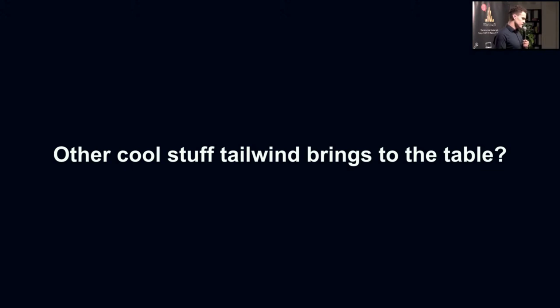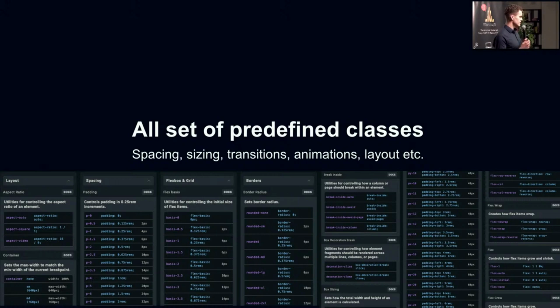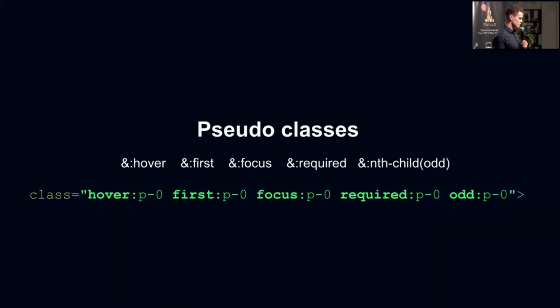But what other cool stuff does Tailwind bring to the table? It comes with a predefined set of classes. And this is a screenshot from the Tailwind cheat sheet. I really recommend it. It's quite nice to have all the classes on one site. It has all sorts of spacing, sizes, animation, layout, transition, and so on.